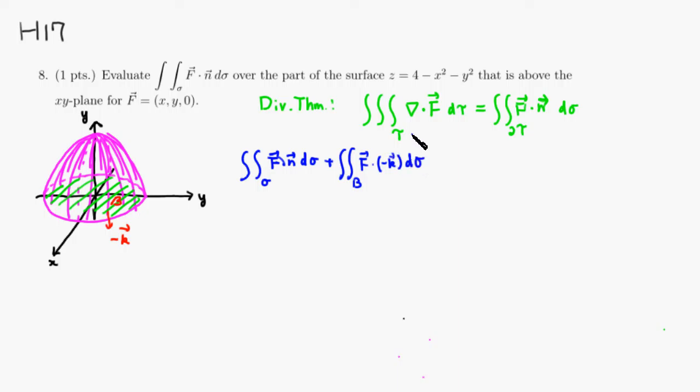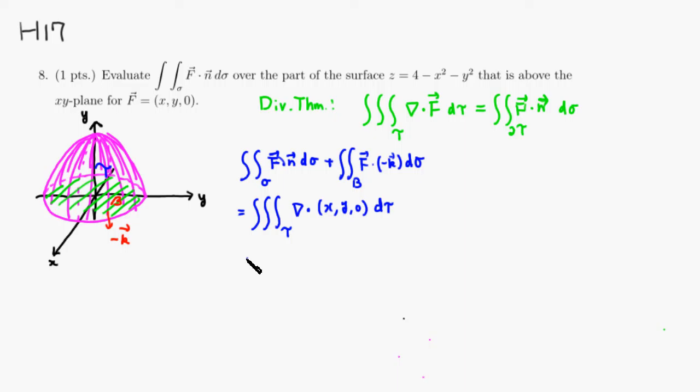By using the divergence theorem, we can turn it into a triple integral over the solid. I'm going to call this guy tau. Over the solid tau, which is a bullet shape, it's going to be the divergence of f, which is given to be x comma y comma 0, d tau. It's just a volume element.